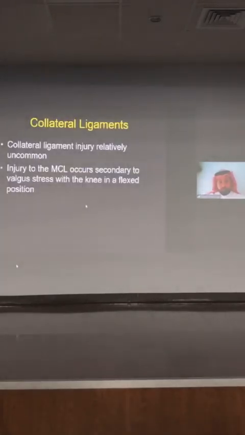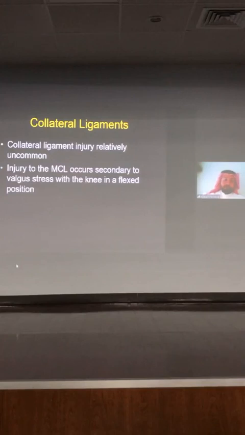Now into the collateral ligaments. Collateral ligament injury is relatively uncommon, and it usually happens to the MCL, the medial collateral ligament, and it's secondary to valgus stress. If some player exerts pressure on the lateral aspect of the knee of a player, then they're going to have this valgus stress on the knee in a flexed position, and you will get injury of the MCL.